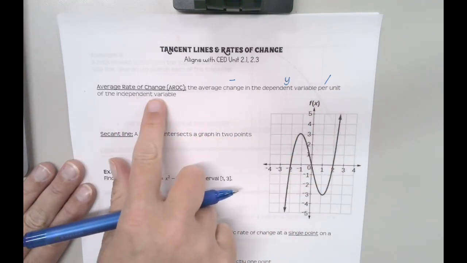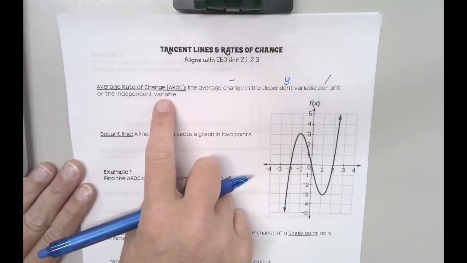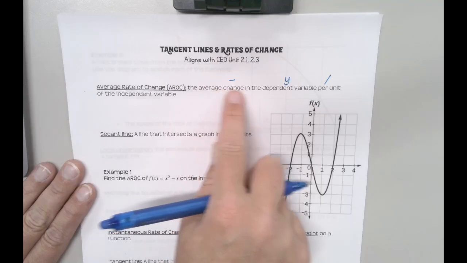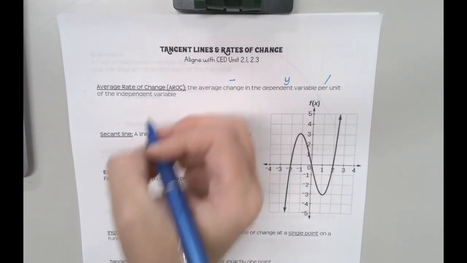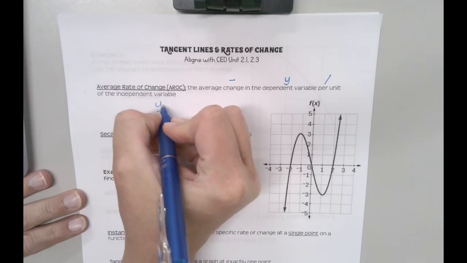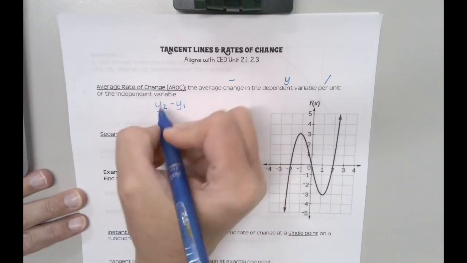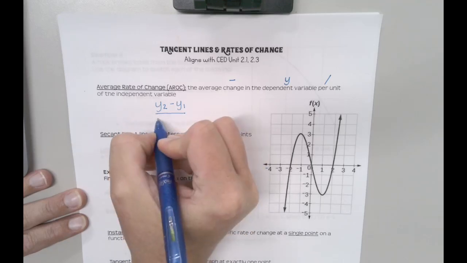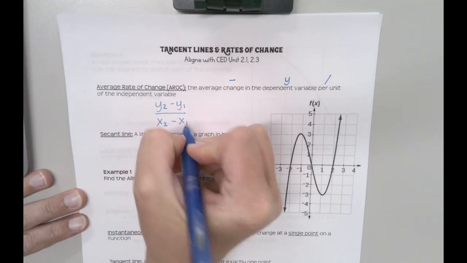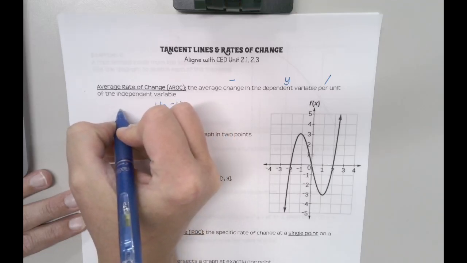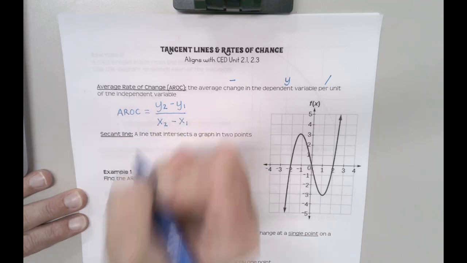So what this is really talking about is like for every one of whatever the independent variable is, how is the y changing, okay? Or in other words, we're going to take our y values and subtract them and then divide that by the change in the x values. This should look familiar to you. This is what we refer to as AROC, okay, average rate of change.